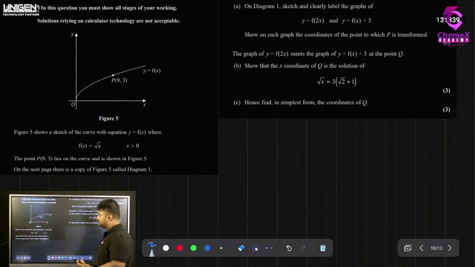9th question. So in the 9th question they are asking for you to draw on another sketch the graph y equals f(2x). So what will happen? You divide all x values by 2.